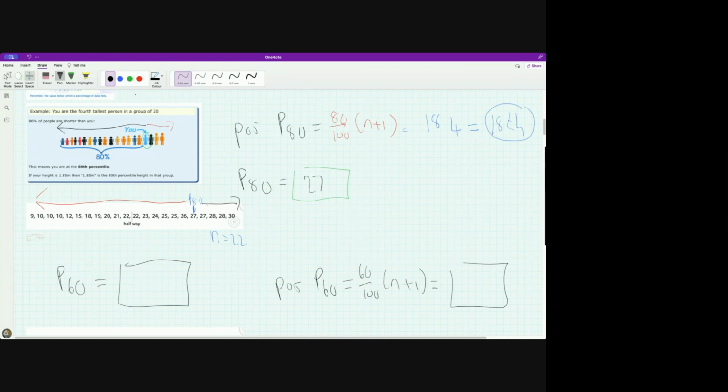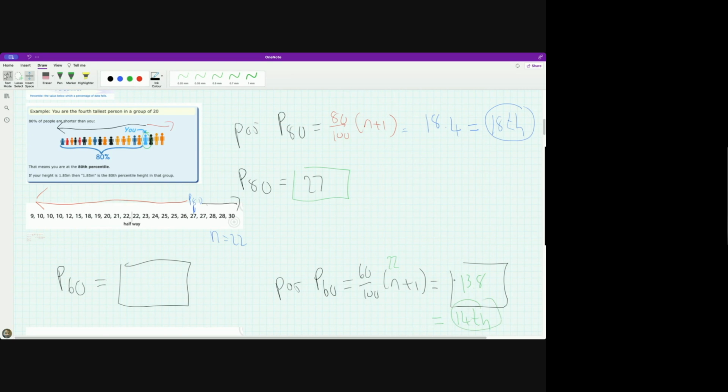So we know that this is 22. So we go 60 over 100, or 0.6, times 23, and I get 13.8. But remember, we need to round off. So this is the 14th position.